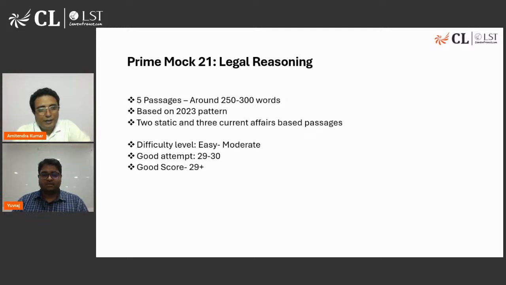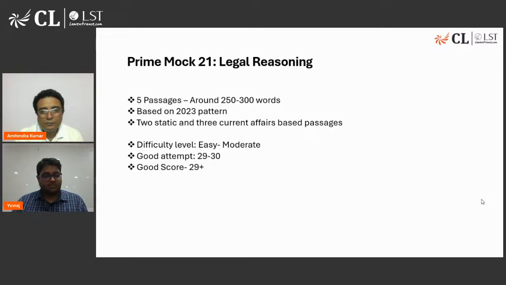So I also think on similar lines, sir. Legal was comparatively easy. You can say easy to moderate because there were a few questions which were not that easy. And in general, we have seen that the average score in legal was on a higher side compared to other sections. If we see this mock, it had five basic topics.